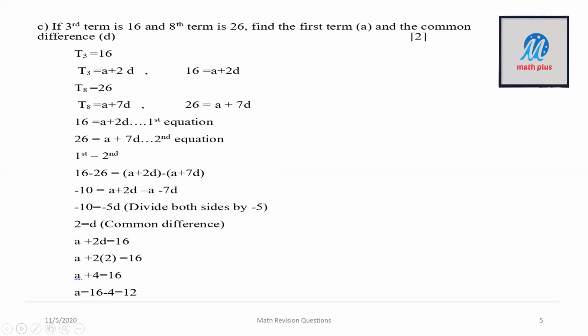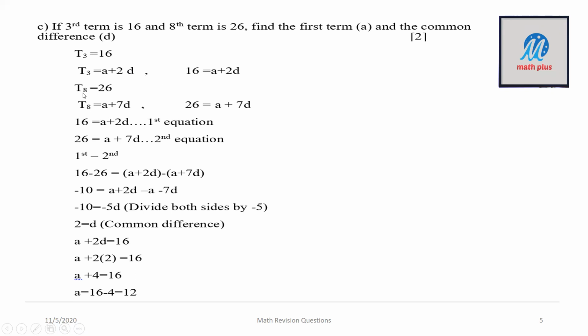Yes, my C part: if the third term is 16 and the eighth term is 26, find the first term A and the common difference D, right? Now I know they have given T3 is 16. So the third term 16 means T3 is 16, right? And we know with the formula, I can make T3 as A plus 2D, that you know already. So now I know T3 equals A plus 2D. I know what my T3 is, it's 16. So I have made my equation like this: 16 equals A plus 2D.